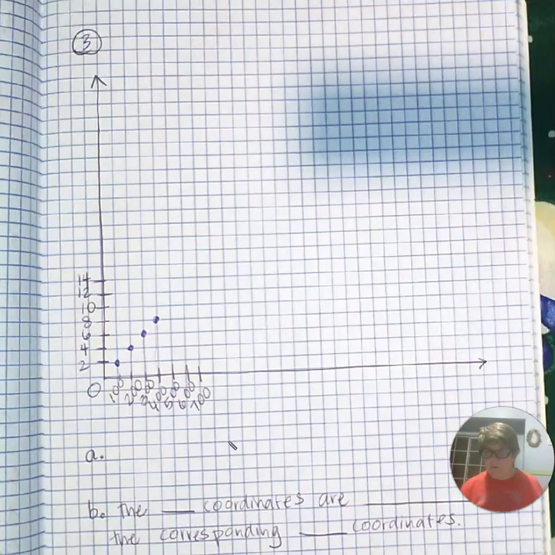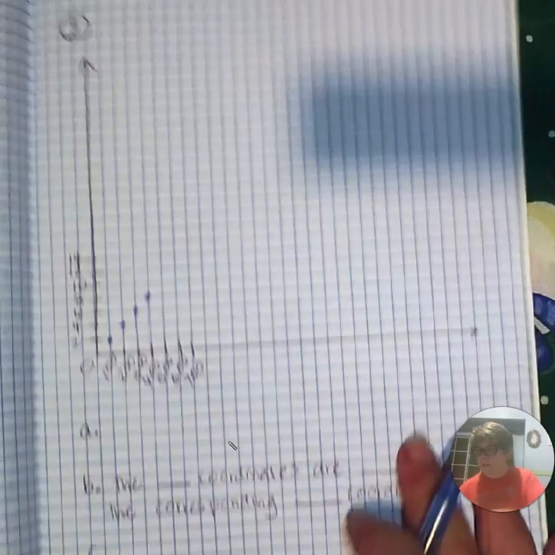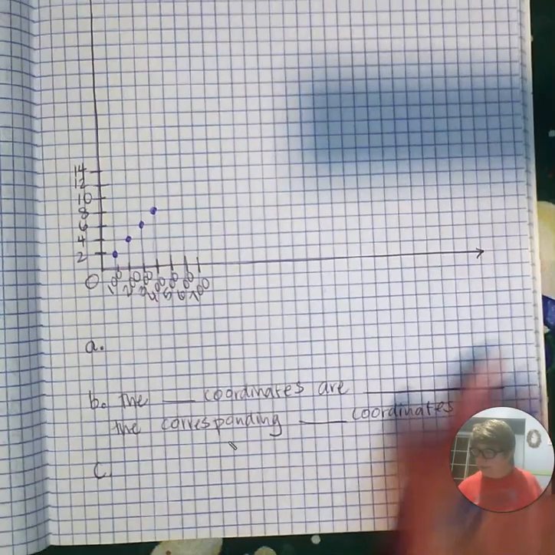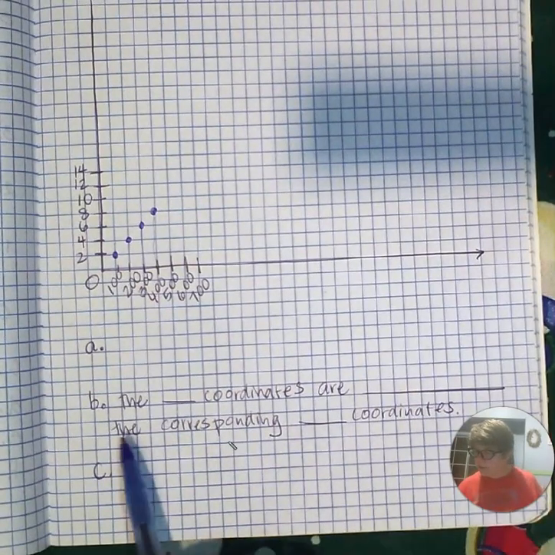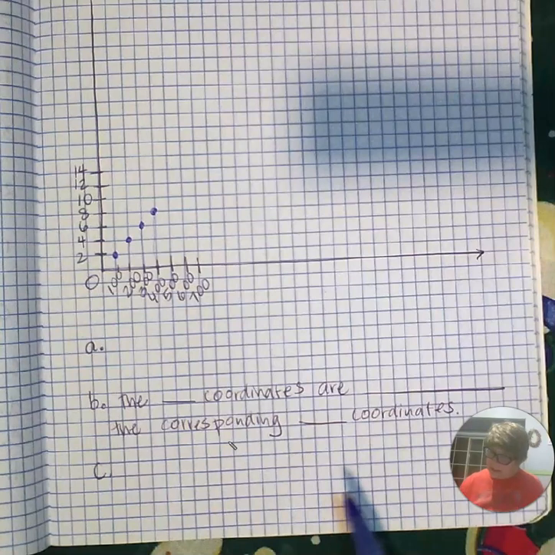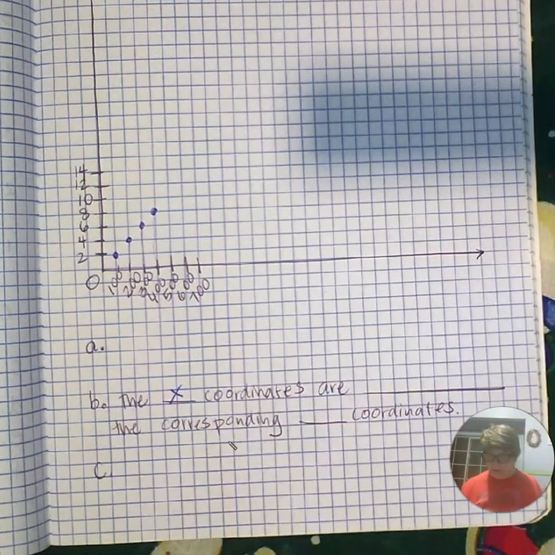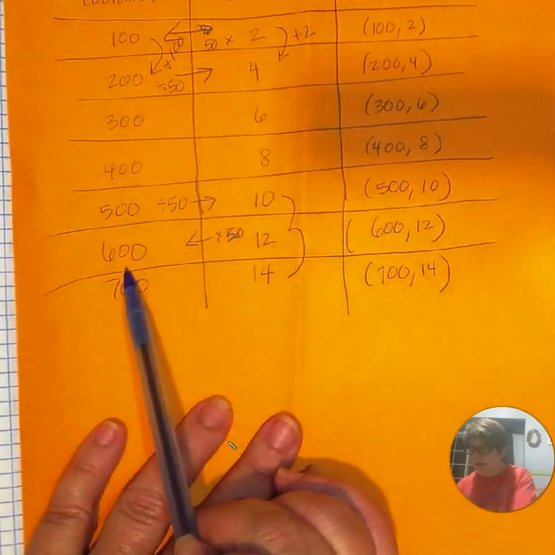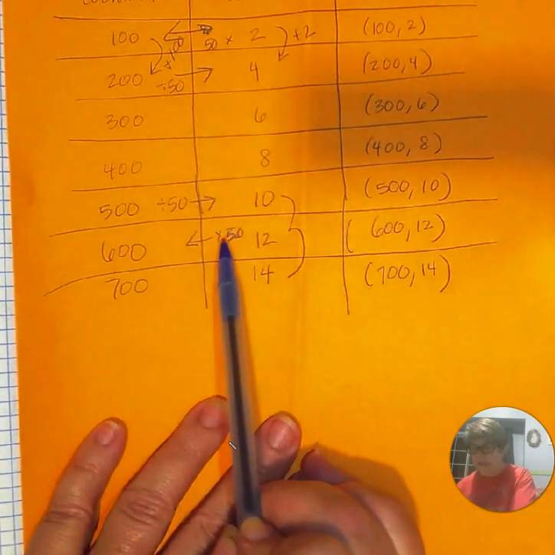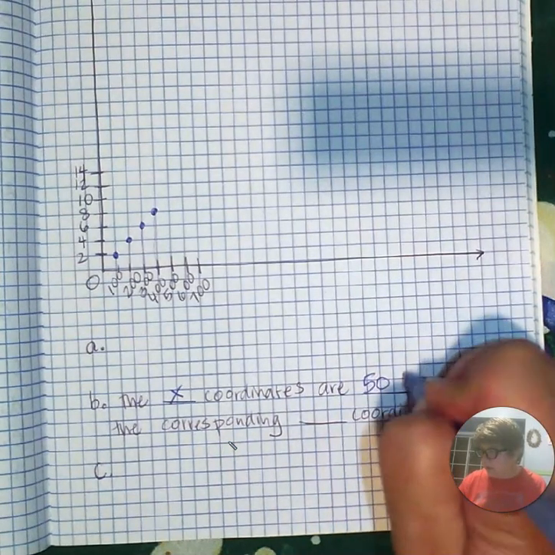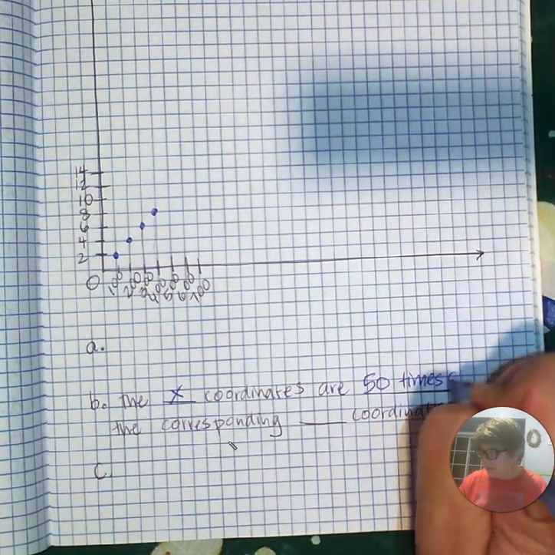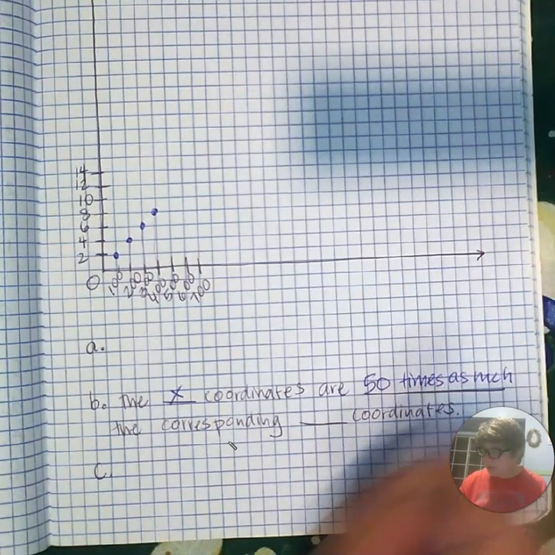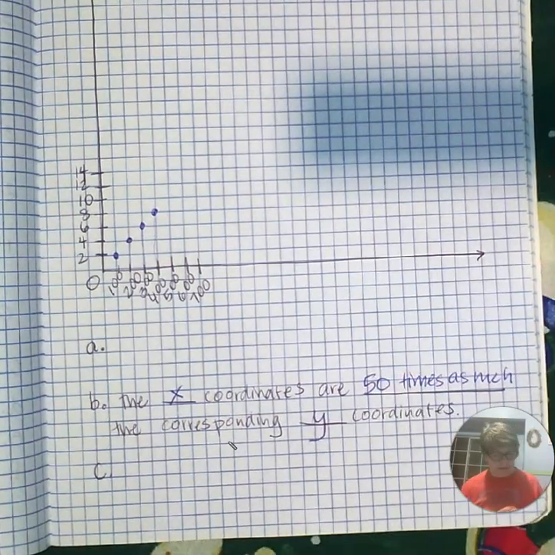And then we need to fill in our chart. The blanks are the corresponding coordinates. The x coordinates are 50 times as much. 50 times as much. I know that isn't always normal language. Times as much as the corresponding y coordinates. Okay? And then C.